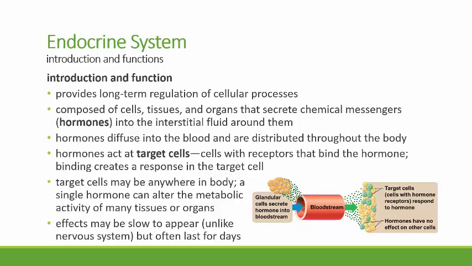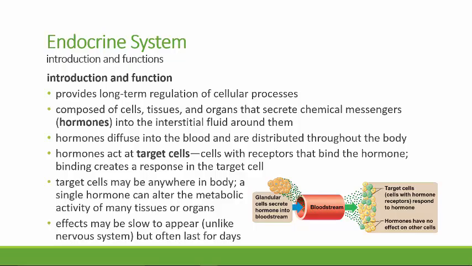About the endocrine system, we're looking at the cells, tissues, and organs that are responsible for producing chemical messengers. That's what we think about as hormones. They bleed out these chemical messengers into the interstitial fluid that surrounds them, and then those hormones will diffuse into the blood, and then through the cardiovascular system they are distributed throughout the body.